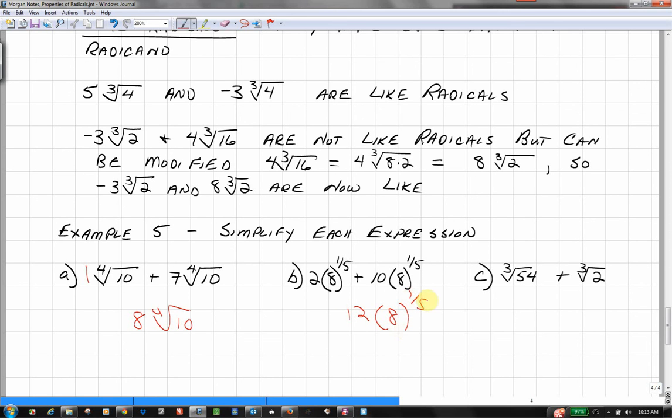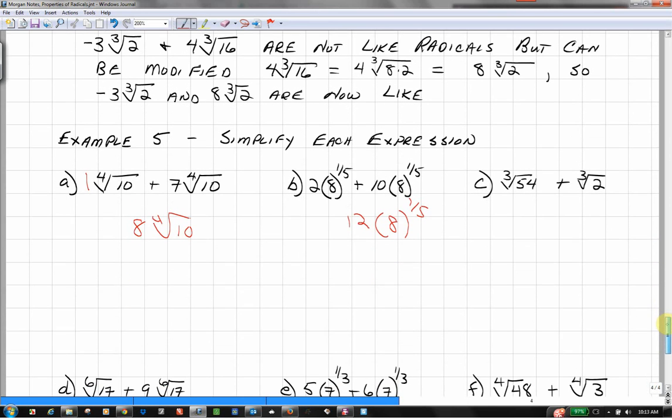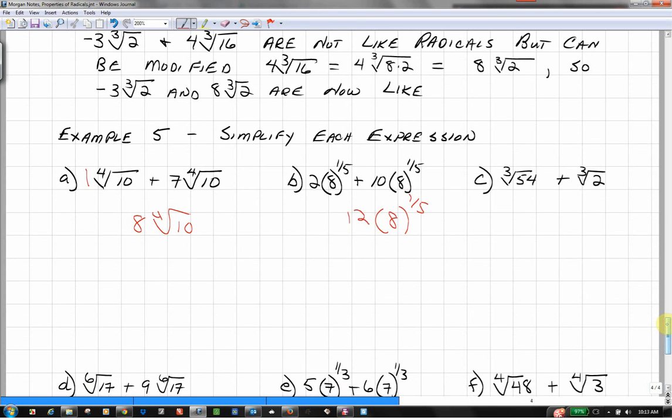Now sometimes we're going to have a situation like the last one where the indexes are the same, but the radicands aren't. But they can be made to be the same. So if I can make this cube root of 54 be something like the cube root of 2, then I can actually add these. So what you have to do here is take this cube root of 54 and say, wait a second, that's 27 times 2. And over here I've got the cube root of 2.